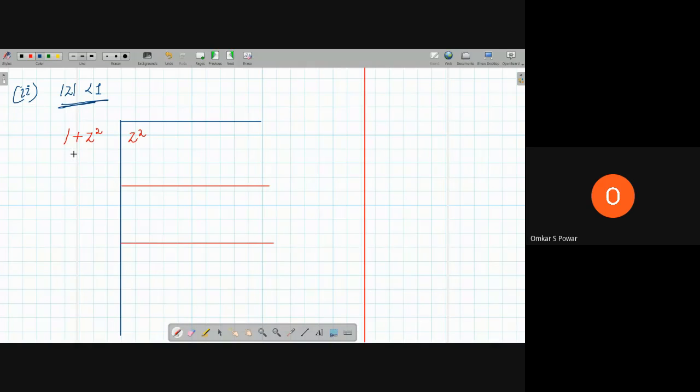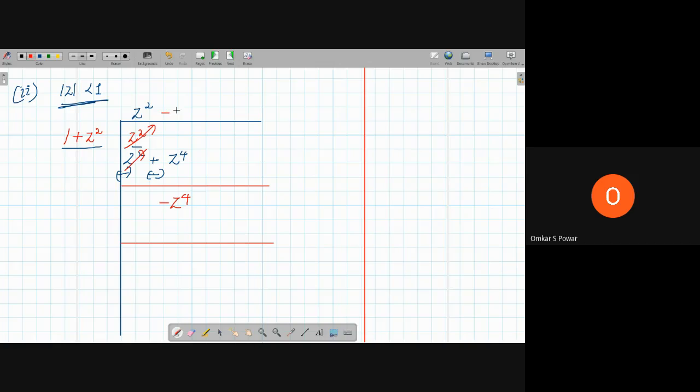What we have to do? We have to write it in a different way: 1 plus z square, and this is as z square. So what do you have to multiply to get z square? Multiply by z square to get z square here. So z square into z square is z to the power of 4. Again change the sign. This thing and this thing get cancelled, so here you will get minus z to the power of 4. Then multiply it.